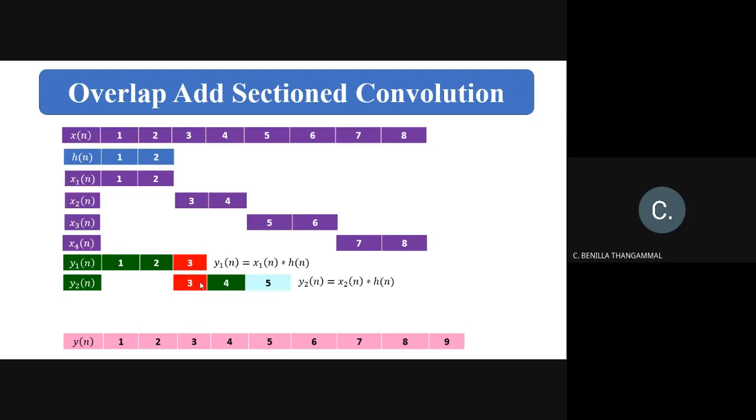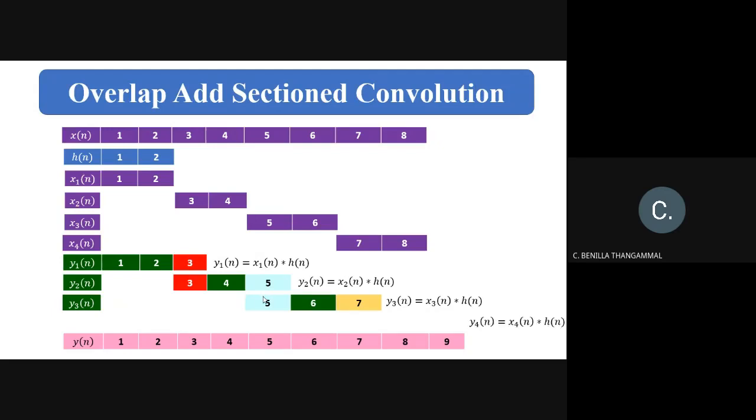Here you have to make a note of it: at the point where x2 of n begins, the same point y2 of n should also begin. Again, by this time I'll be able to get x3 of n, so I can compute y3 of n, which is nothing but x3 of n convolved with h of n. Again, x3 of n has 2 samples and h of n has 2 samples, so y3 of n will have 3 samples. At the point where x3 of n begins, y3 of n will begin.